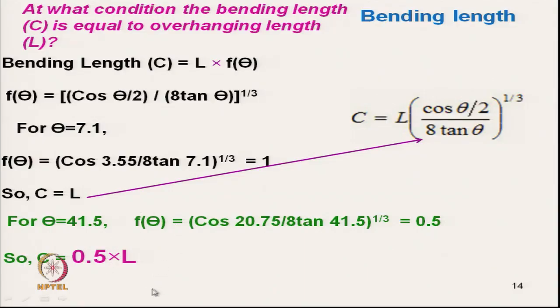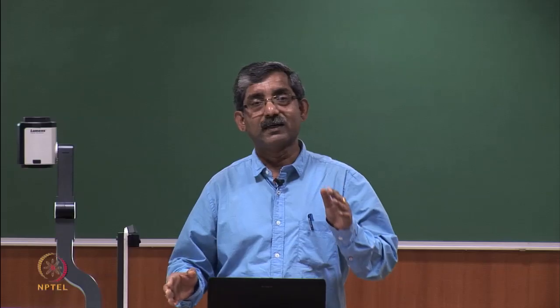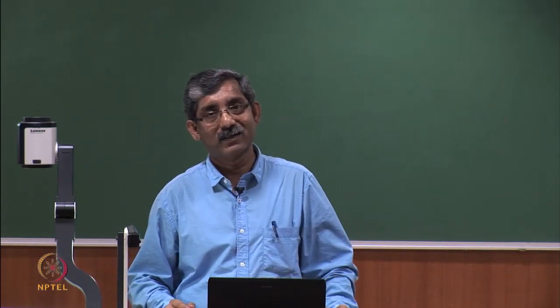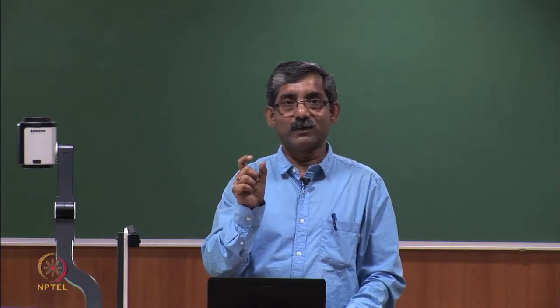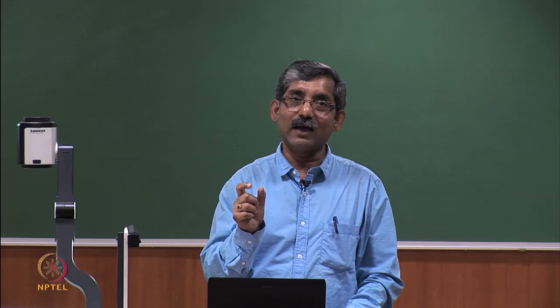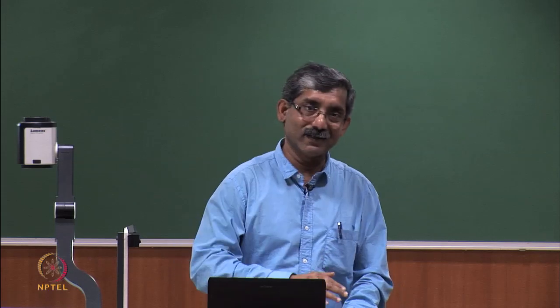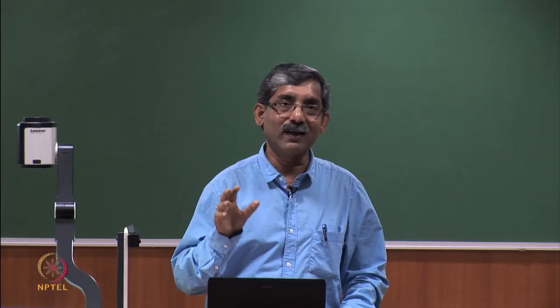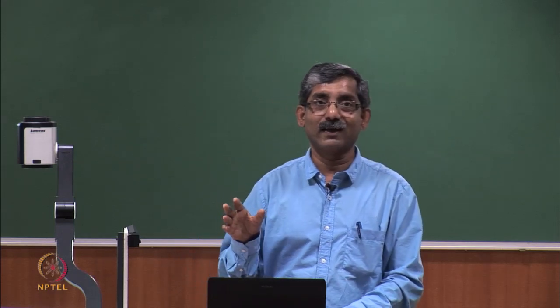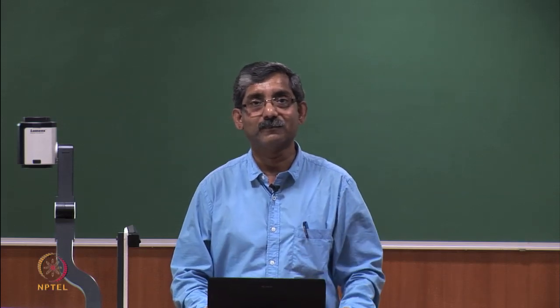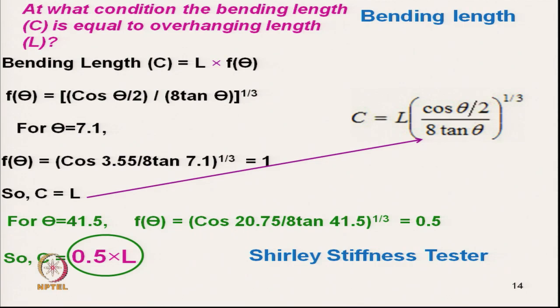If we get the overhanging length, then half of that is the value which is the bending length. So, that is why if we see carefully the scale in the Shirley stiffness tester, it shows 1 centimeter, but actually it is 2 centimeters. It is gauged in such a fashion that we directly get the value. It is not the exact overhanging length we are getting, it is the bending length. So, that is why the scale there is just doubled. It is used in the Shirley stiffness tester.